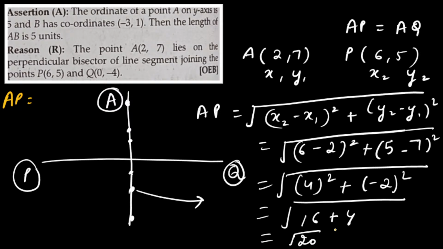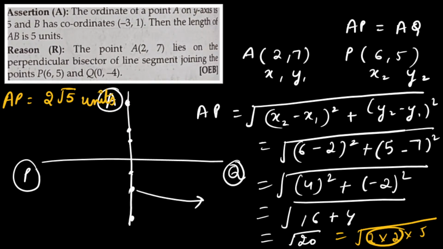If you want, you can further simplify by prime factorization. 20 is 2 into 2 into 5. So both the 2s you can take out as 2, and root 5 will be inside. So 2 root 5 units. AP is 2 root 5 units.